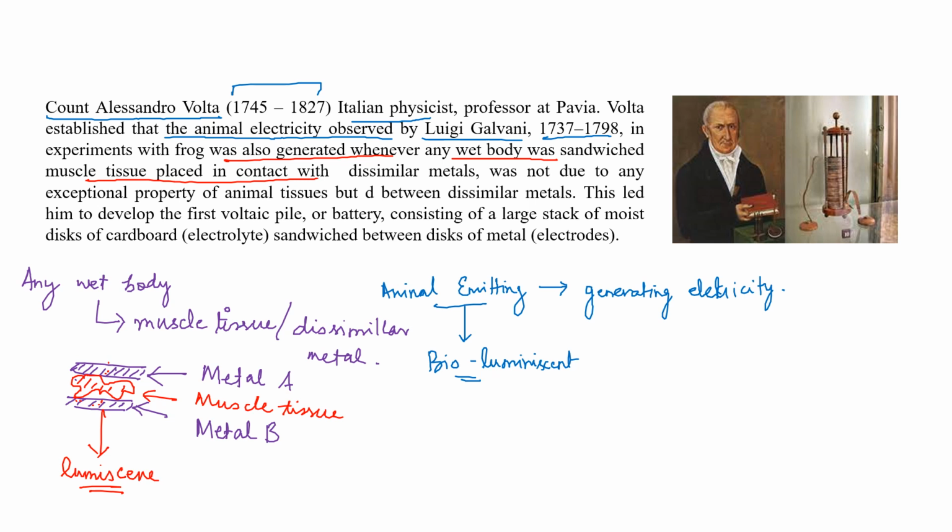See over here, the effect in muscle tissue placed in contact with dissimilar metals was not due to any exceptional property of animal tissue, but due to the presence of dissimilar metals. So this led him to develop the first voltaic pile, a battery consisting of a large stack of moist discs of cardboard, electrolyte, sandwiched between discs of metal electrodes. Now how Sir utilized this knowledge to make something new is that he made the voltaic pile, or the voltaic batteries.